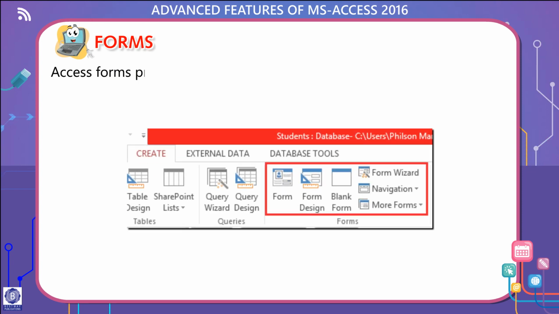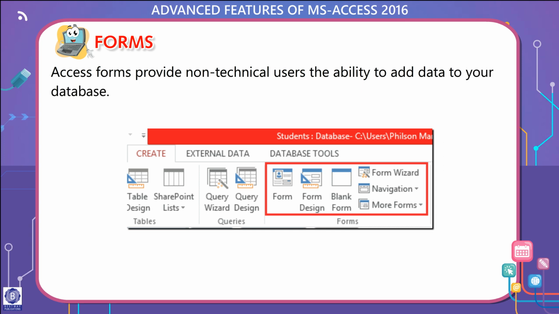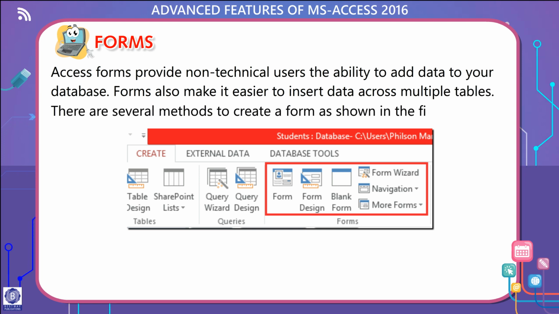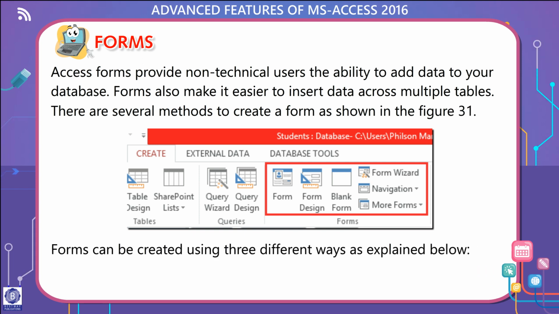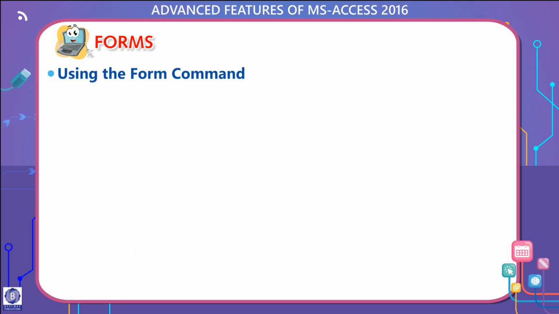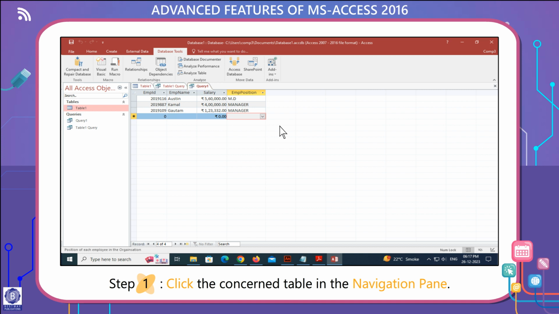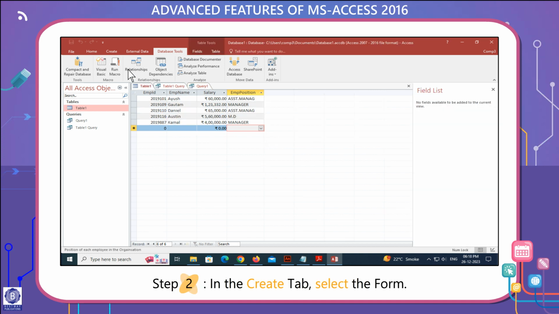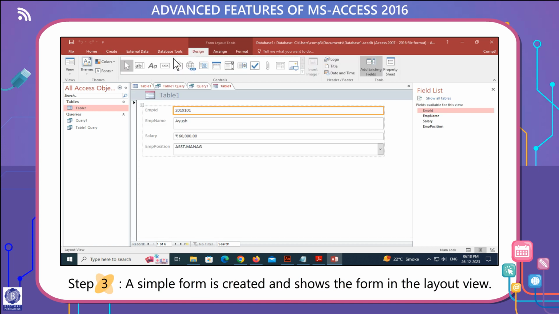Forms. Access forms provide non-technical users the ability to add data to your database. Forms also make it easier to insert data across multiple tables. There are several methods to create a form as shown in figure 31. Forms can be created using 3 different ways as explained below. Using the form command. Follow these steps to create a form. Step 1. Click the concerned table in the navigation pane. Step 2. In the Create tab, select the form.